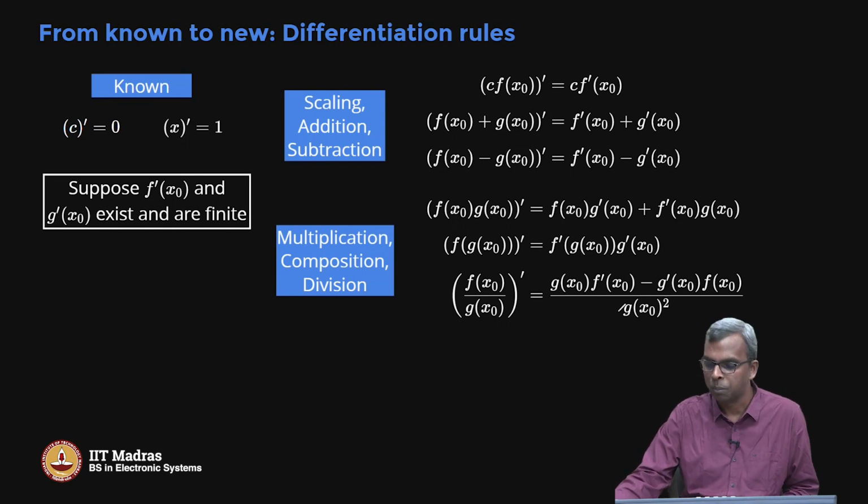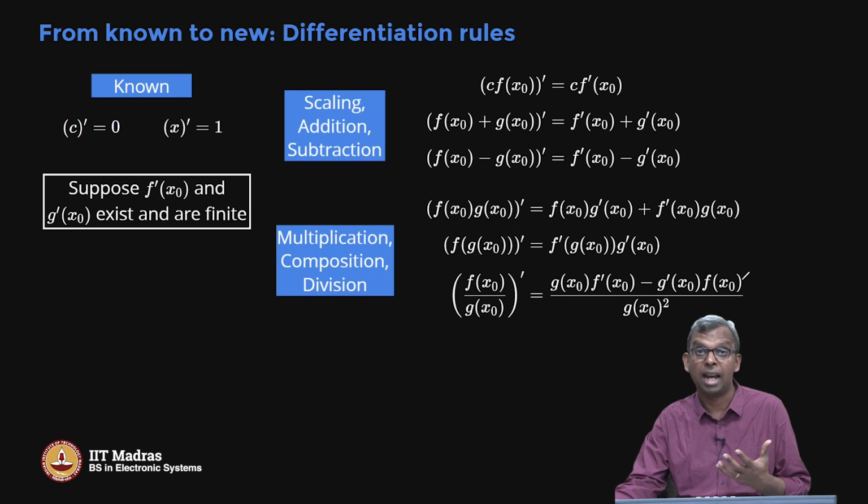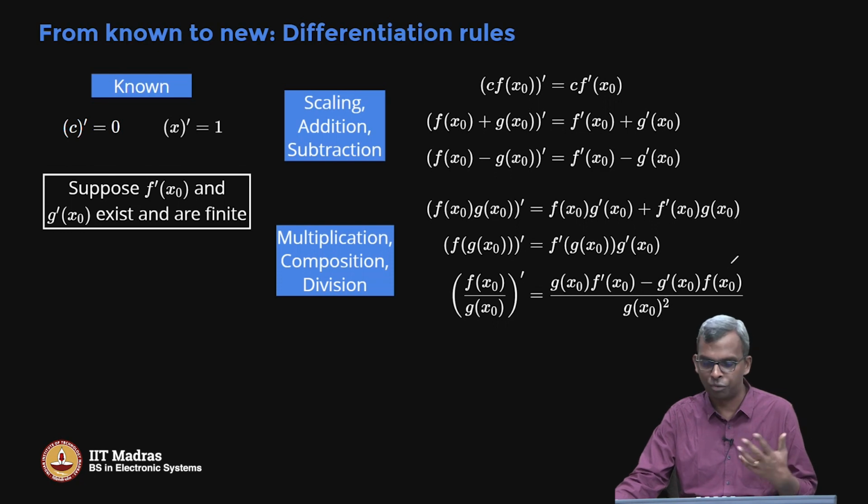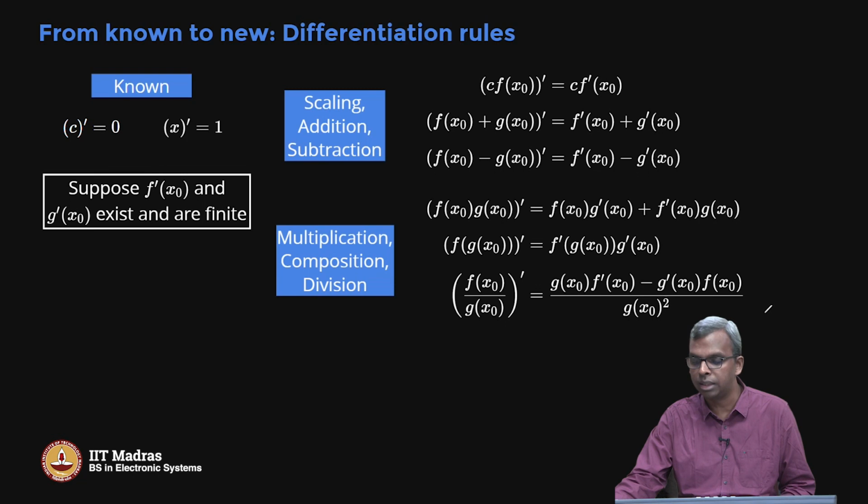So let everybody know. The formula here is a little bit more complicated. In the denominator, you have g of x naught squared, and in the numerator, you have g of x naught times f prime of x naught minus g prime of x naught times f of x naught. It's a handful. It's a reasonably big formula to remember, and if you use it enough, you will remember it very well. So these are all the differentiation rules.